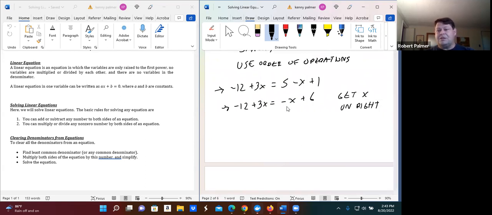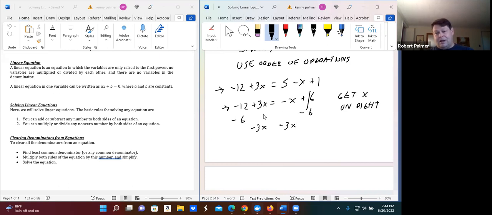Okay. And this time I'm also going to show you something you can do. You can combine both these steps at the same time. If I want to get the variable on the right, I need to subtract 6 from both sides. Then I also need to move the x term over here, so I also need to subtract 3x from both sides. I can do these in one step if you want. That's up to you, just make sure you understand it.